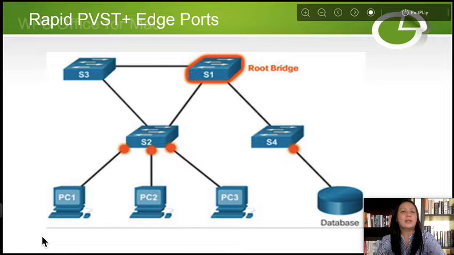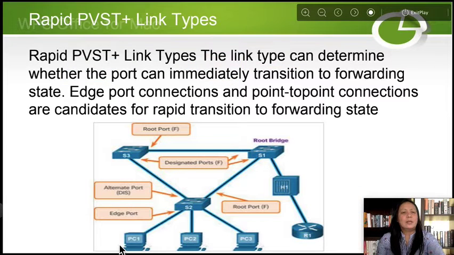And then this is also the edge port of Rapid PVST+. You see the root bridge. And then this is our data. And this is our computer. Next is the link type. The link type can determine whether the port can immediately transition to forwarding state. Edge port connection and point-to-point connection are candidates for rapid transition to forwarding states.